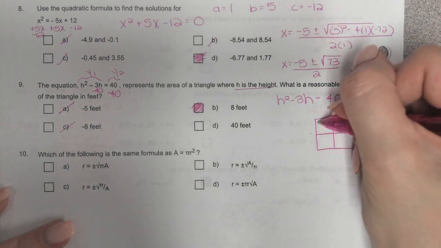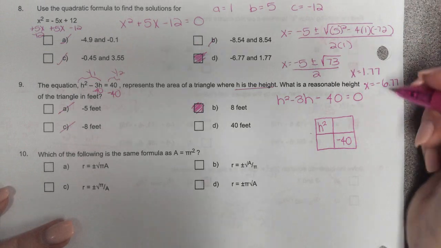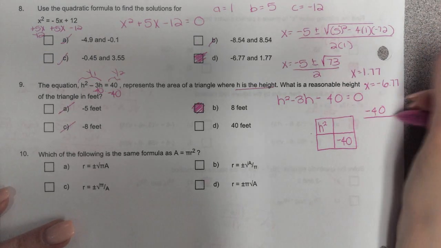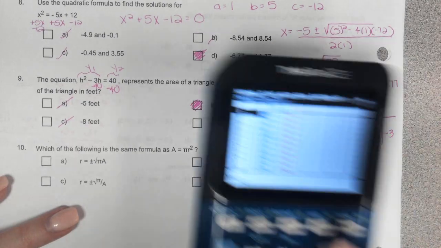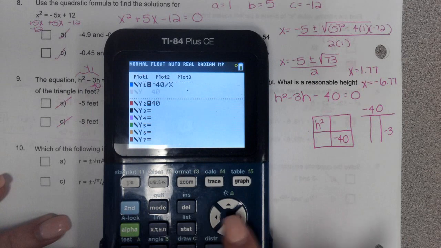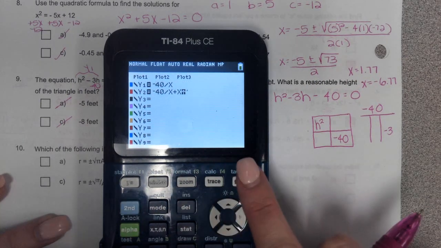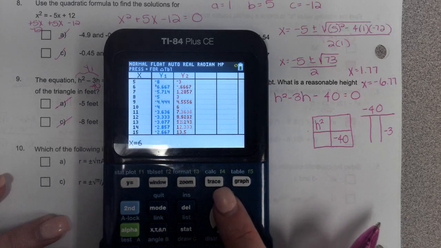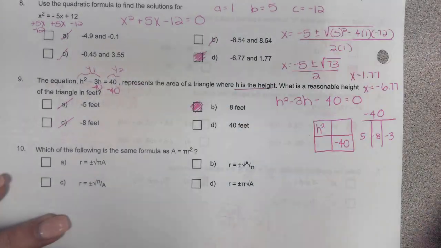So in the first box, I'm going to put h squared. In the last box, I put negative 40. And I need the factors of negative 40 that add to give you negative 3. Remember to get your factors, negative 40 divided by x, negative 40 divided by x plus x. We're looking for a negative 3. So it's 5 and negative 8.